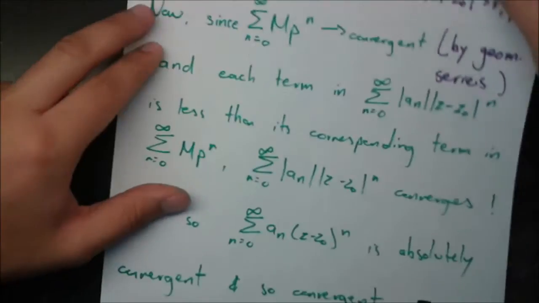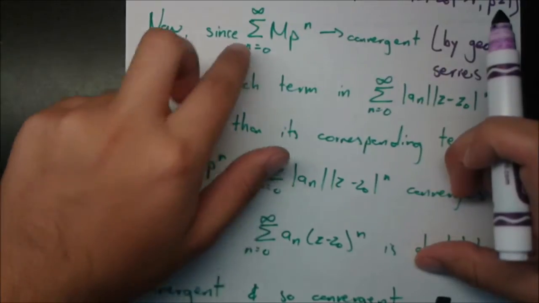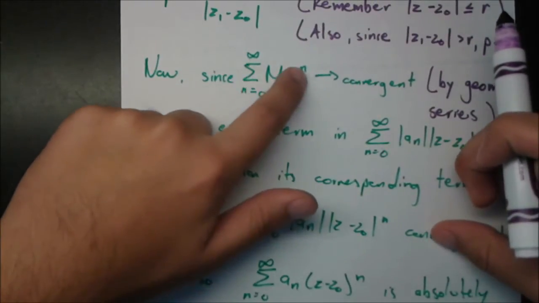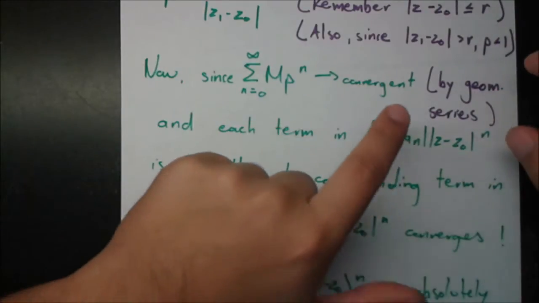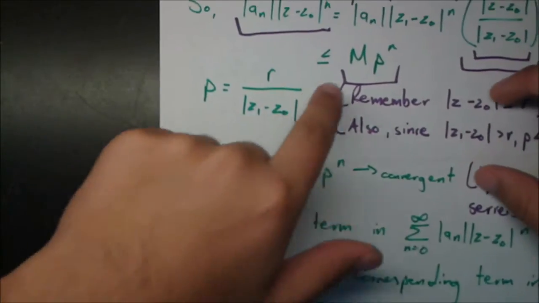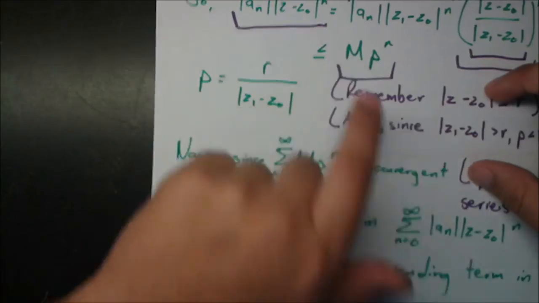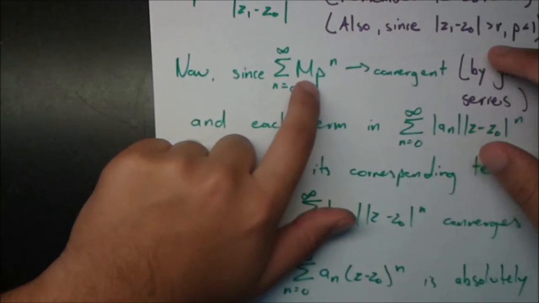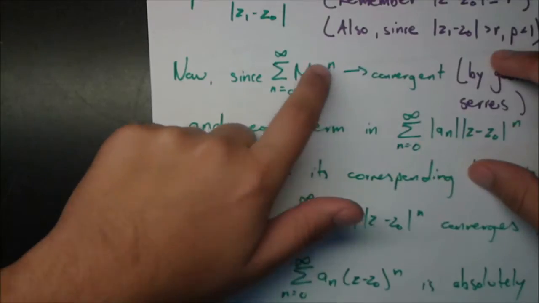And now to finish this off, since this sum right here, sum n equals 0 to infinity, m times p to the power of n converges. And why does that converge? Well, let's look at it. This sum right here, m is a constant, so we can factor it out. It doesn't really affect the convergence or divergence of this series. So what about p to the power of n?